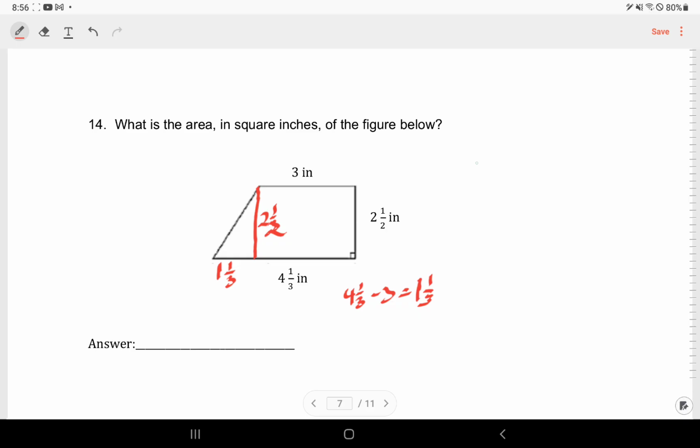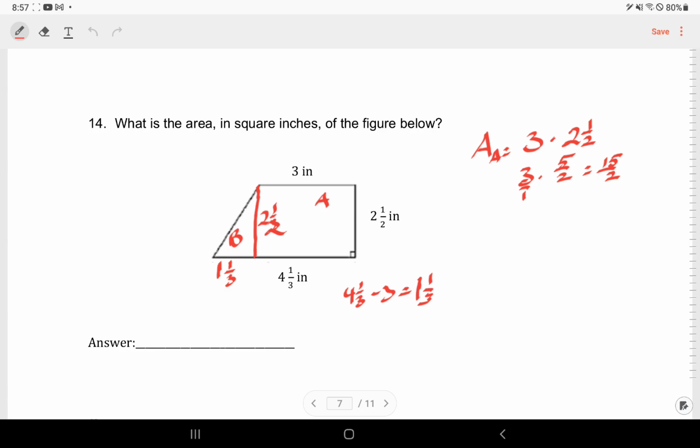So the area of the rectangle, so A and B. So the area of A is 3 times 2 1/2. So that's 3 times 2 times 2 is 4, plus 1 is 5, so 5/2. Well, that's 15/2 equals 7 1/2 inches squared.